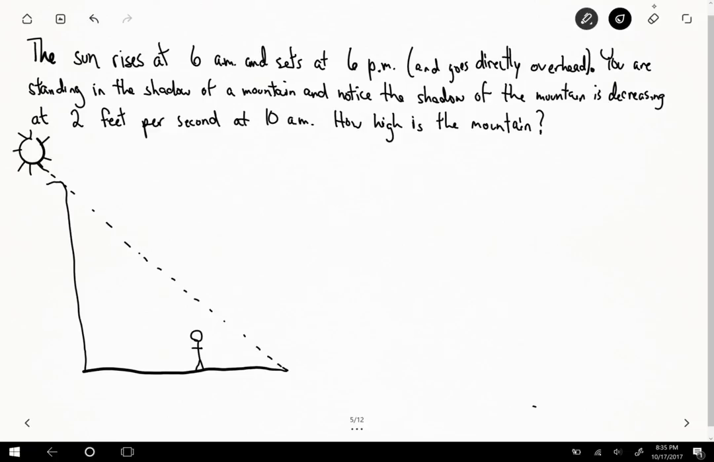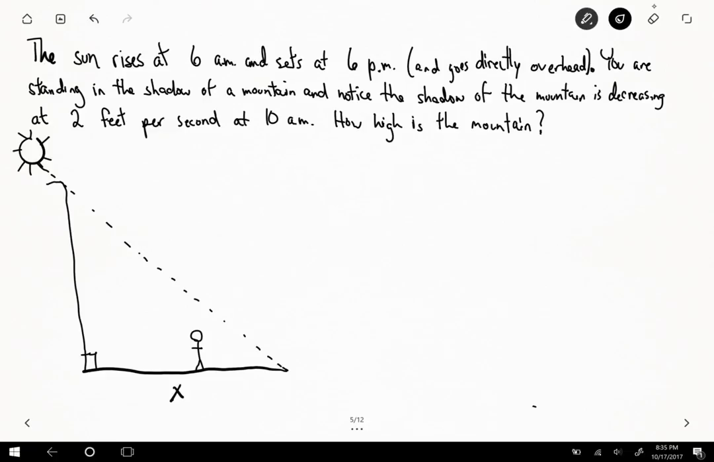So it doesn't seem like we have much. The only thing we have is the shadow of the mountain is decreasing at 2 feet per second. So that tells us the shadow, which we'll call x, is this distance right here. We'll need to work with that.